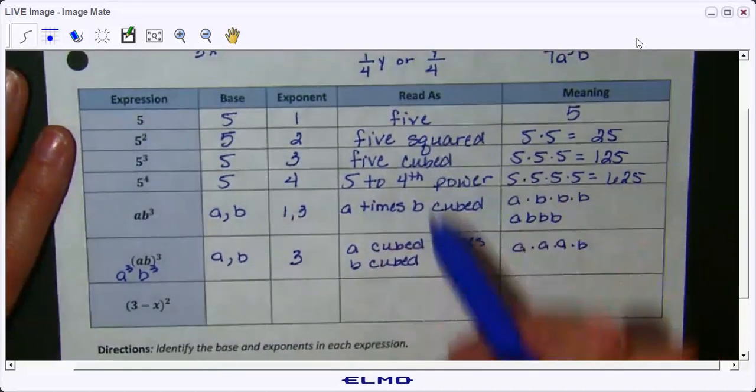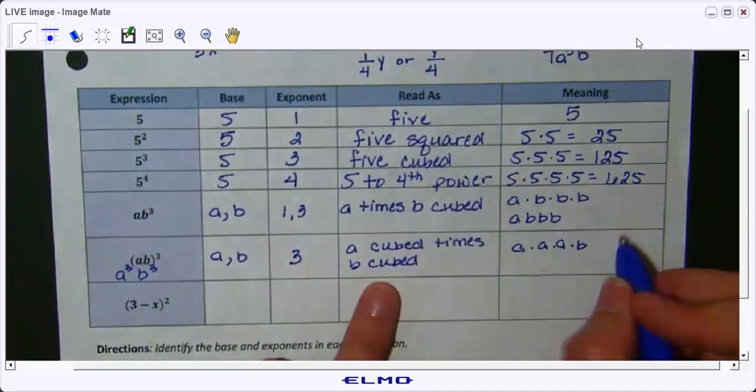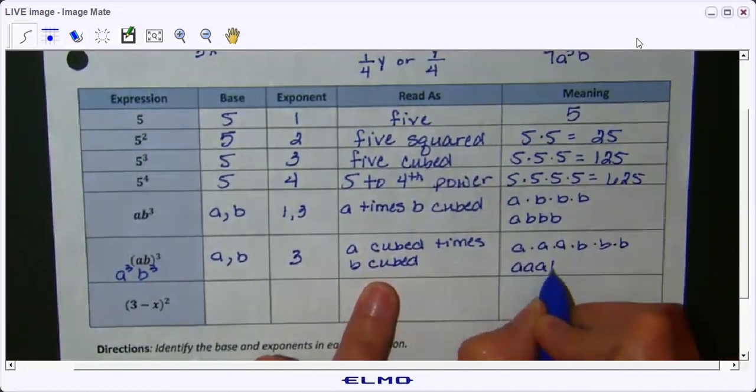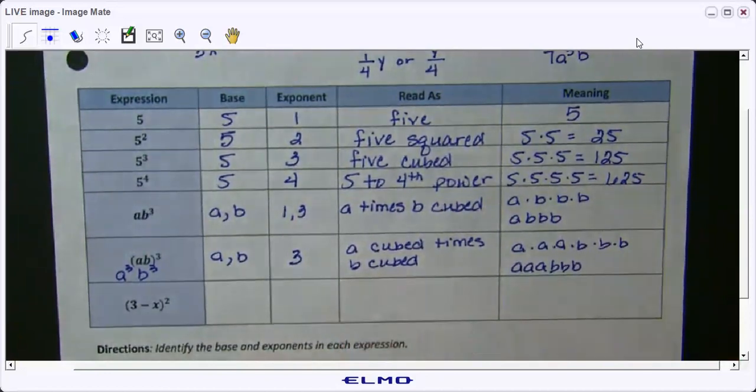Now, if you read it as something else, don't erase it yet. I want to see what you wrote. Did anyone write something different than what I wrote? Okay, that would work. Yeah, so that one would just be A times B raised cubed, or A times B raised to the power of 3.